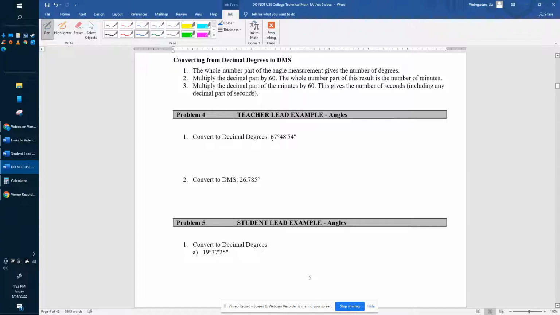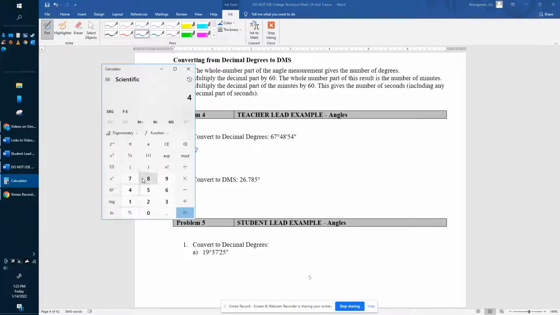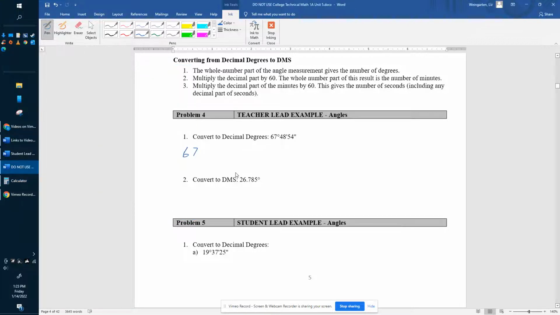So we know that it's still going to be 67 degrees. This whole number is not going to change. And we have to figure out what the decimal is going to be now. So what we're going to do is take 48 and divide it by 60. And there's our decimal for minutes, 0.8. So that's going to be our first decimal place.